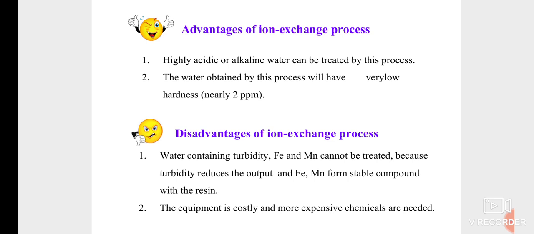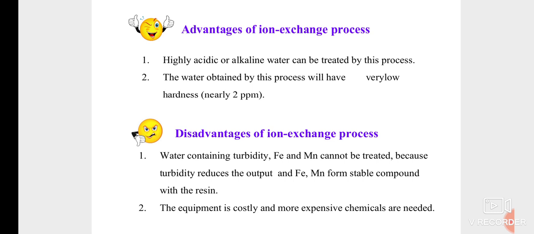In that anion exchanger column, all the anions present in the water are absorbed. For example, if the water contains chloride, carbonate, bicarbonate, sulfate, all the anions are absorbed by the R-OH twice. That means the anion exchange resin produces the DM water, demineralized water, at the bottom of the column, which can be used in the boiler. That is the softened water.